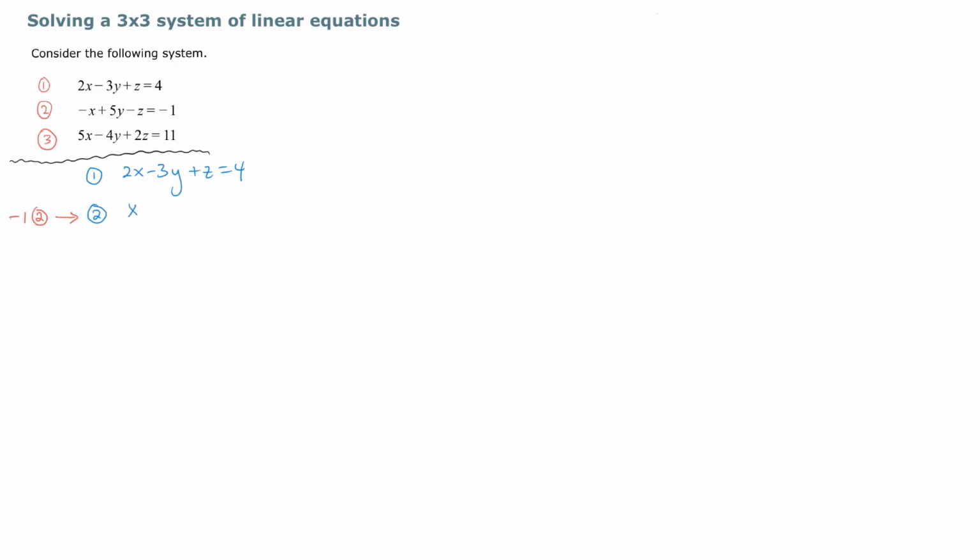And if I do that, I get x minus 5y plus z is equal to 1. I'm also going to keep my original equation 3. So equation 3 doesn't change either. It's simply going to be 5x minus 4y plus 2z is equal to 11. So as you're taking notes, make sure you understand how neat this is going to be. Everything is going to be very organized. It's not only going to be organized in rows, it's going to be organized in columns as well.